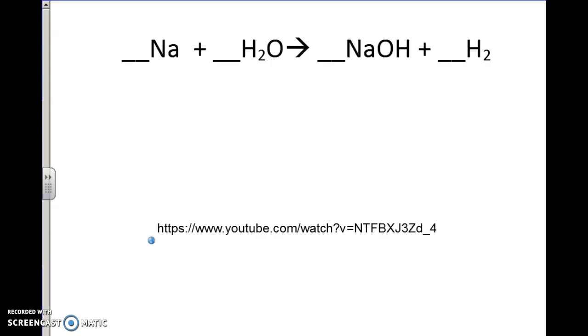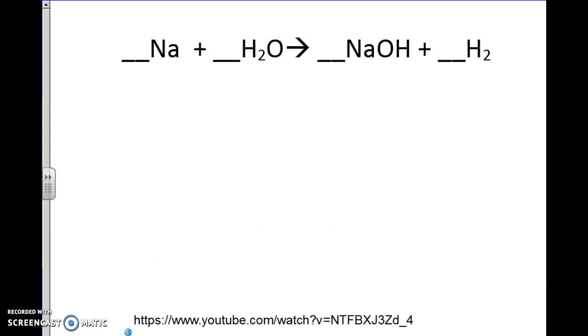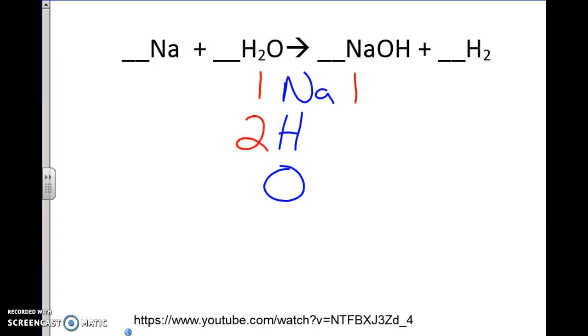So in this very first one right here, I'm going to move this off to the side. In this very first problem, what you do is you write the elements that are in the reaction right underneath the arrow. So in this case, we have sodium, hydrogen, and oxygen. We count up the number of each element. So in here we have 1 sodium on this side, and we have 1 sodium on that side. In this problem, we have 2 hydrogens on the left side, and we have 3 hydrogens on the right side. And on the left side, we have 1 oxygen, and on the right side, we have 1 oxygen.